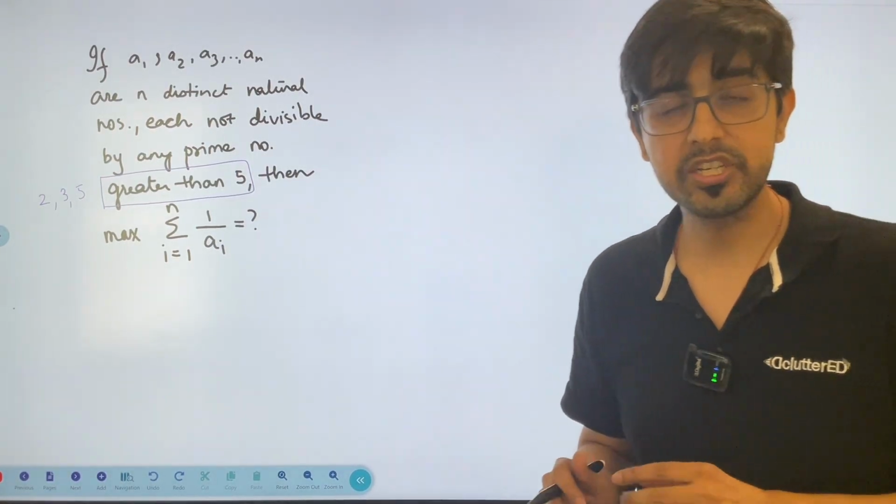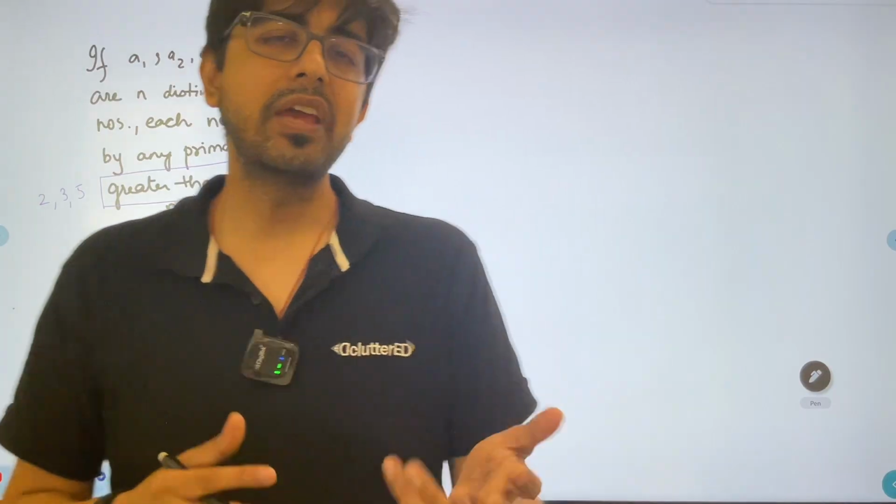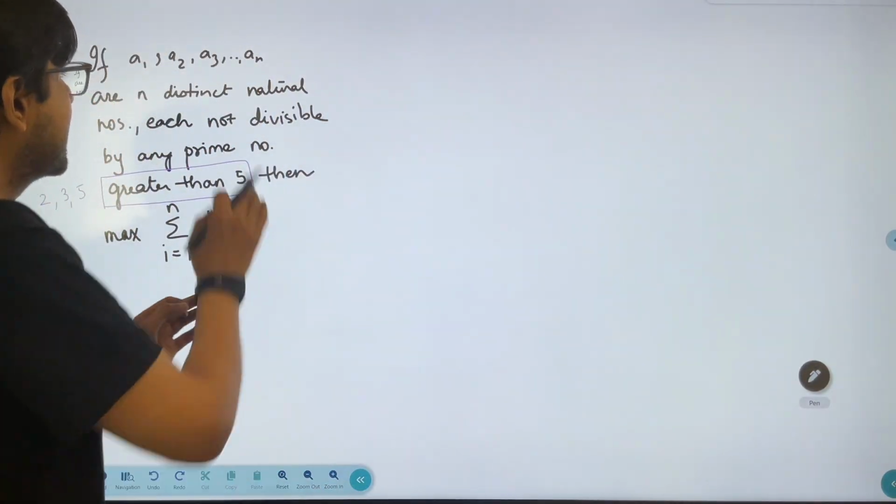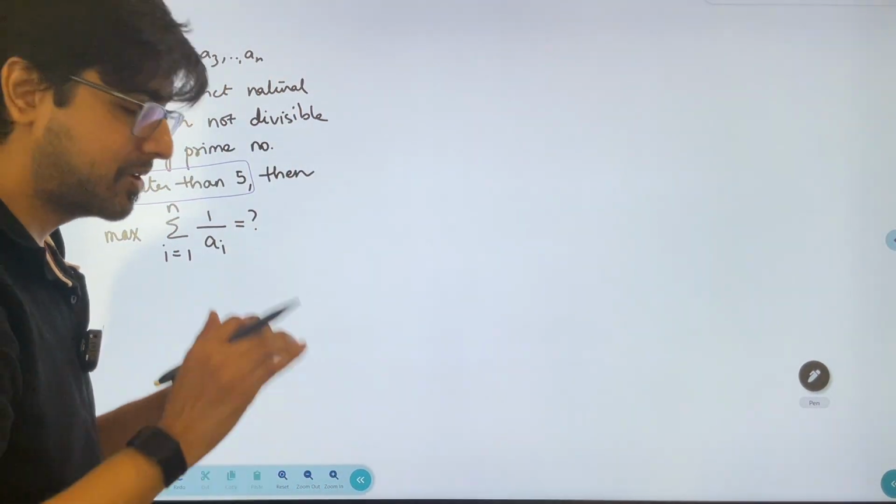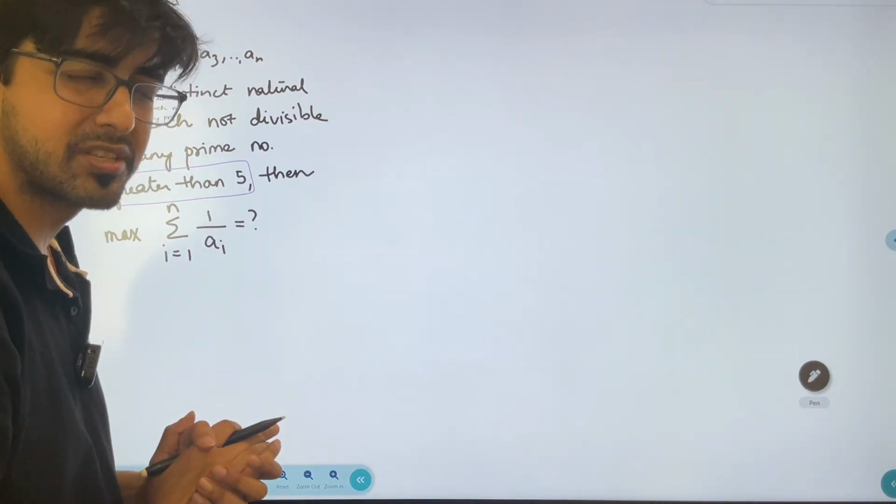Now when I look at this question, when I saw this question for the first time, we have a summation 1 by Ai, great, given that they are distinct natural numbers, excellent, which means all the numbers are positive.